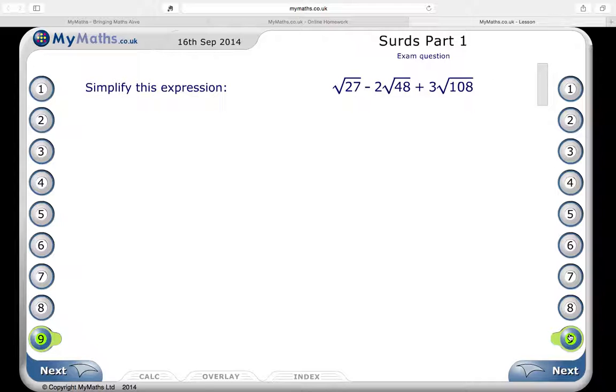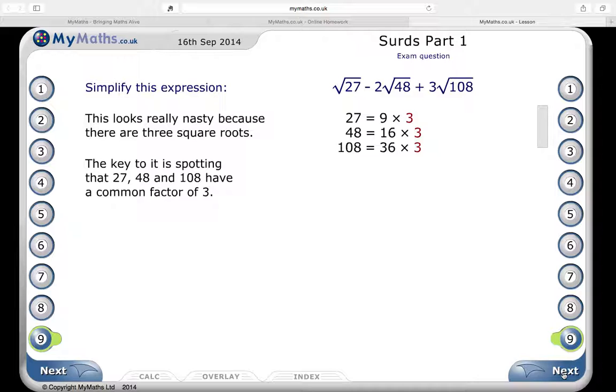Now we can go through this because it should answer it for us. So root 27 minus 2 root 48 plus 3 root 108. Okay, this looks really nasty because there are 3 square roots. The key is spotting that 27, 48 and 108 all have a common factor. That's a common factor of 3.